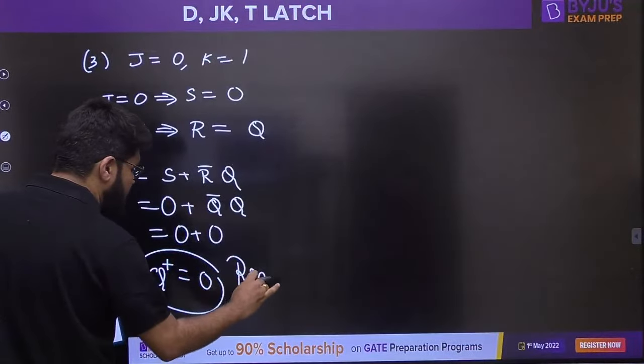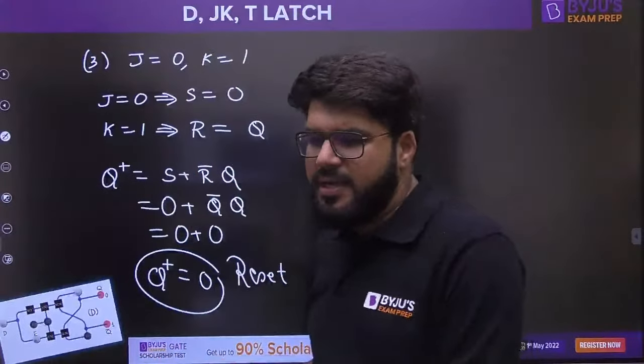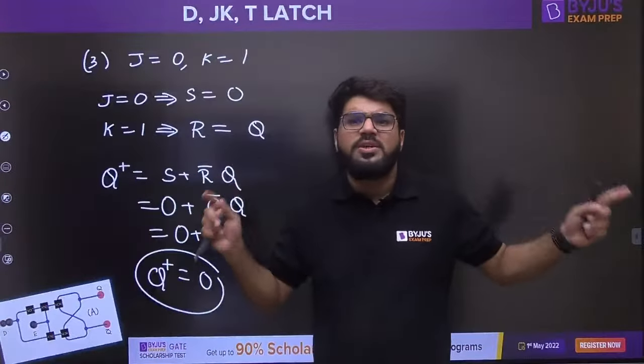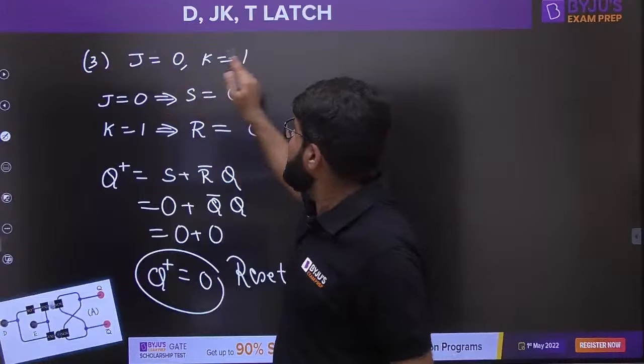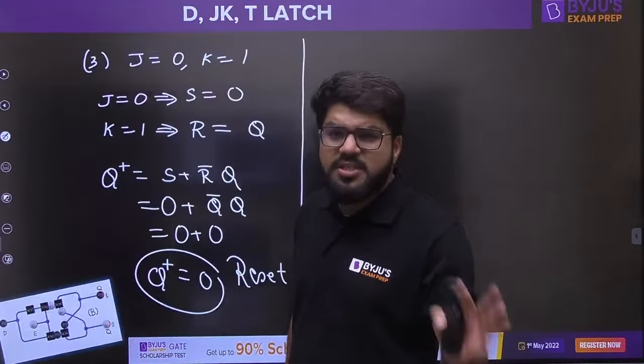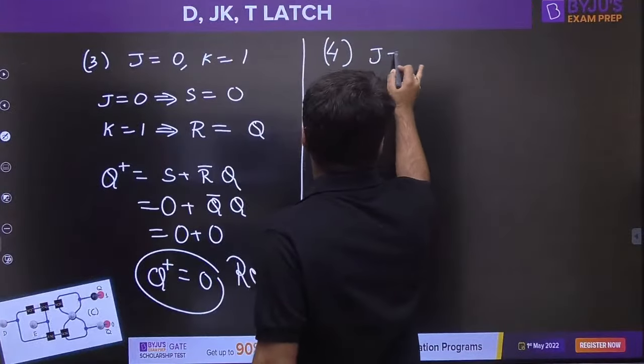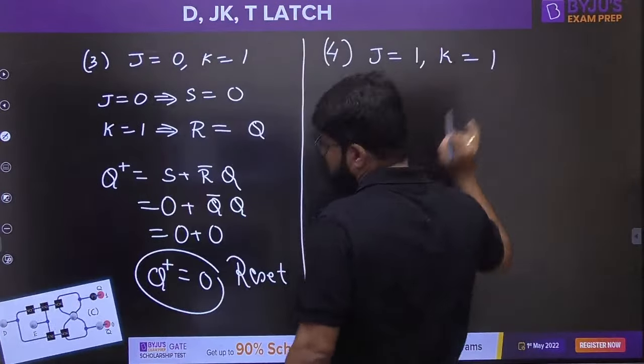What is the next state of the device? It is reset. So just like S equal to 0, R equal to 1, whenever J equal to 0, K equal to 1, the device is reset. Again the same. So it is pretty much going the same way, but now, when J equal to 1, K equal to 1.